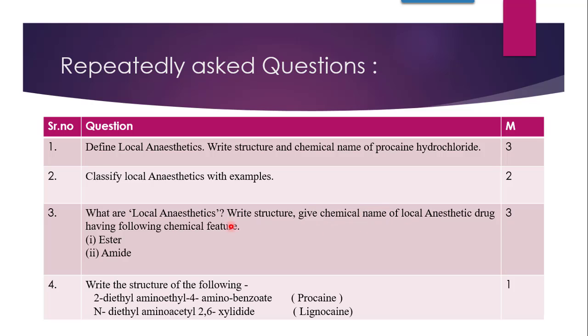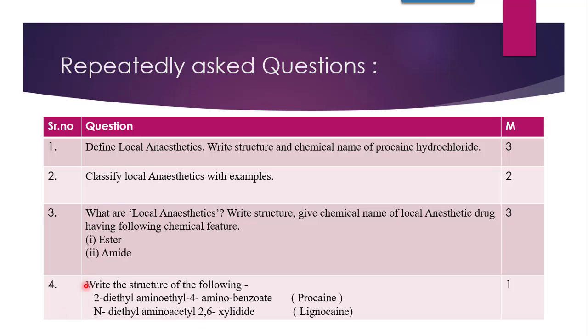the structure and chemical name will carry 1 mark each, so 2 marks. So it may be a local anesthetic containing ester or a local anesthetic containing amide. The local anesthetic which contains the ester functional group is nothing but procaine, and the amide functional group is nothing but lidocaine. So you are supposed to mention either ester or amide. This will carry 2 marks for structure and chemical name, and what are local anesthetics will carry 1 mark.